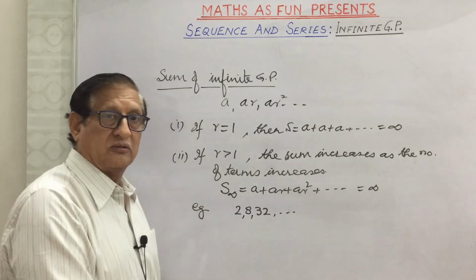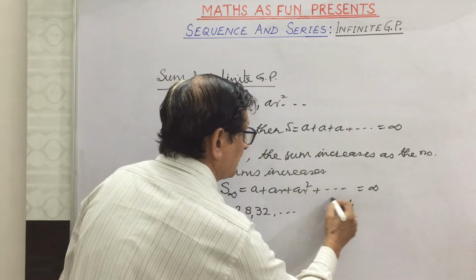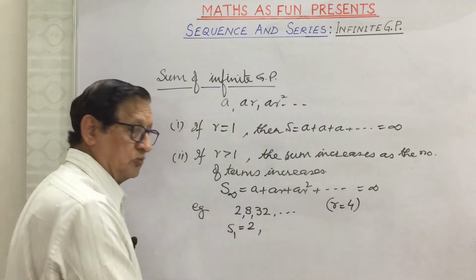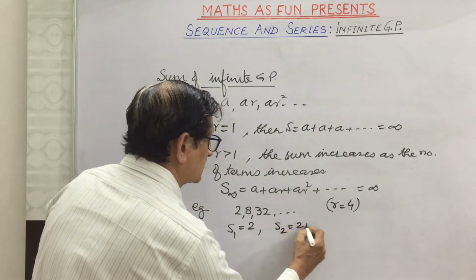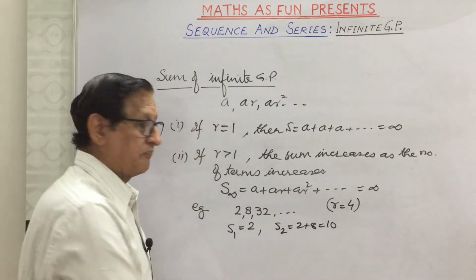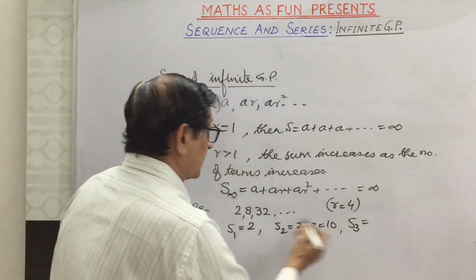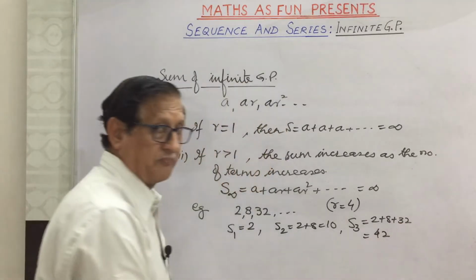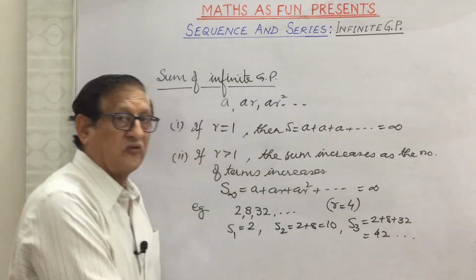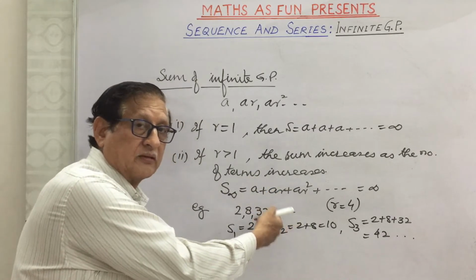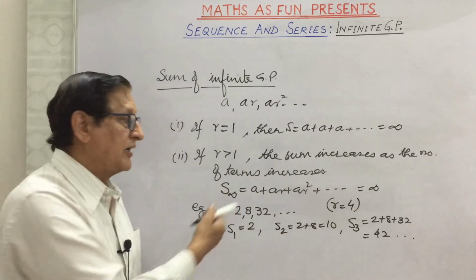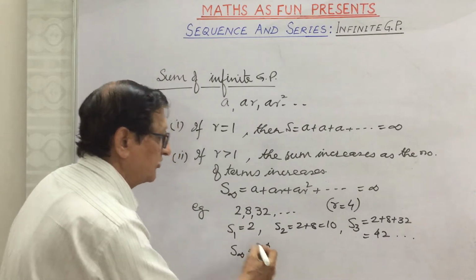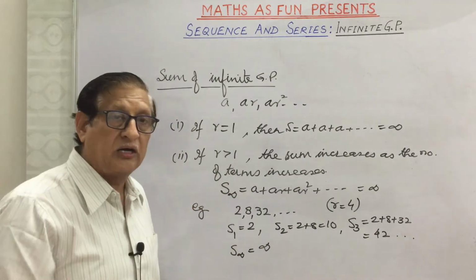32 and so on. We find here r is 4. When r is 4, the sum of one term is 2. Sum of two terms is 2 plus 8, that is 10. Sum of three terms comes as 2 plus 8 plus 32, and that comes as 42. And so on. What we find, when the number of terms is increasing, the sum is also increasing, and hence we can say that in such cases the sum of infinite terms also will go to infinity. It will be very large.